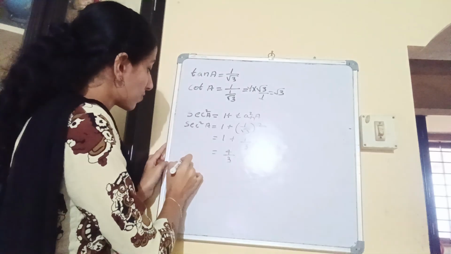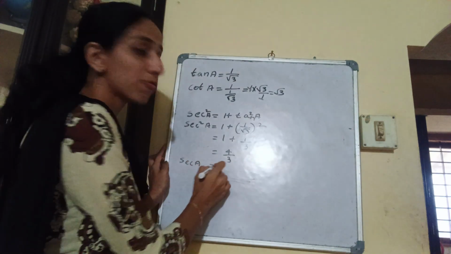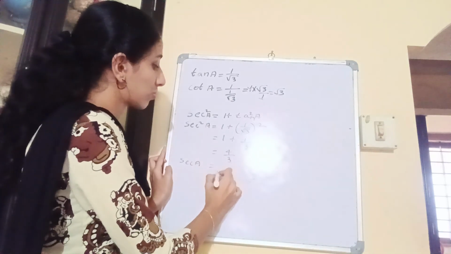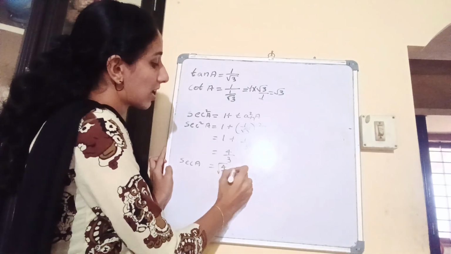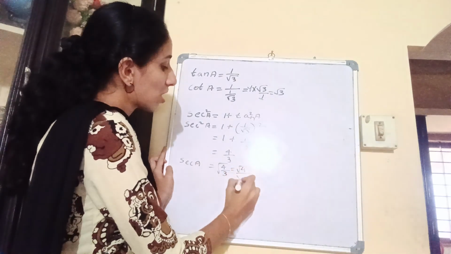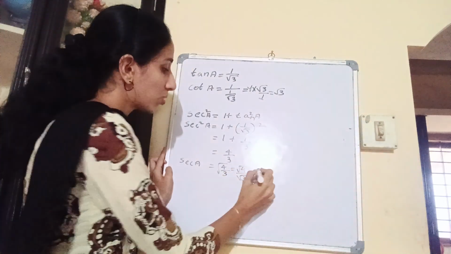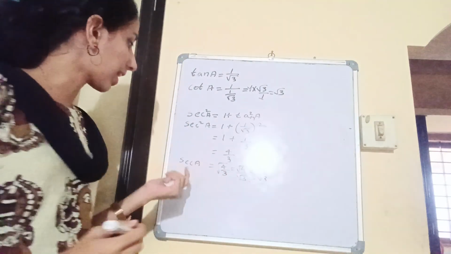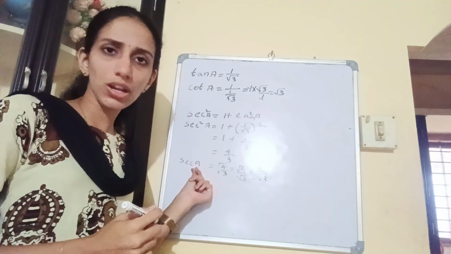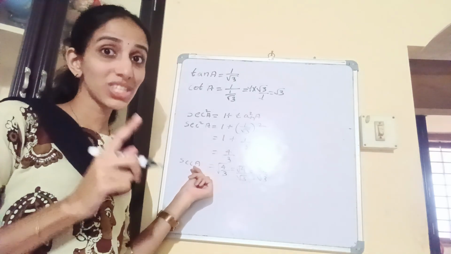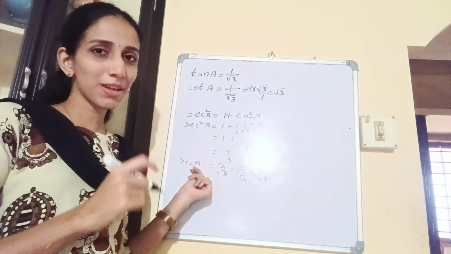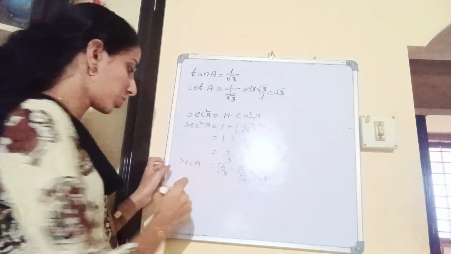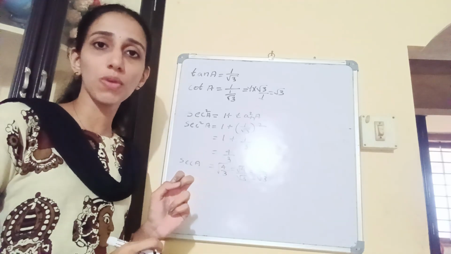Then what will be the value of sec A? We can find it by finding the root of 4 by 3. That is root 4 by root 3, which is equal to 2 by root 3. So we got the value of sec A. Using sec A, we can find the value of which trigonometric ratio? What is sec A? It is the reciprocal of cos A. Very good. So using sec A, we can find the value of cos A.